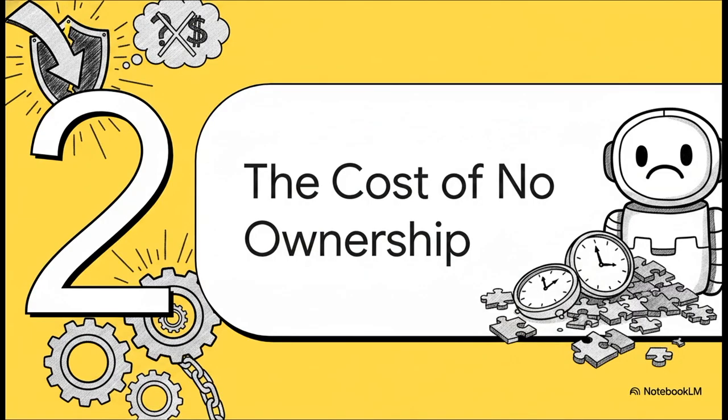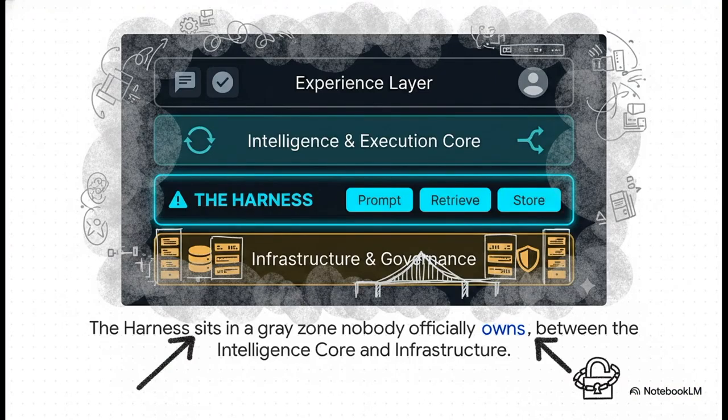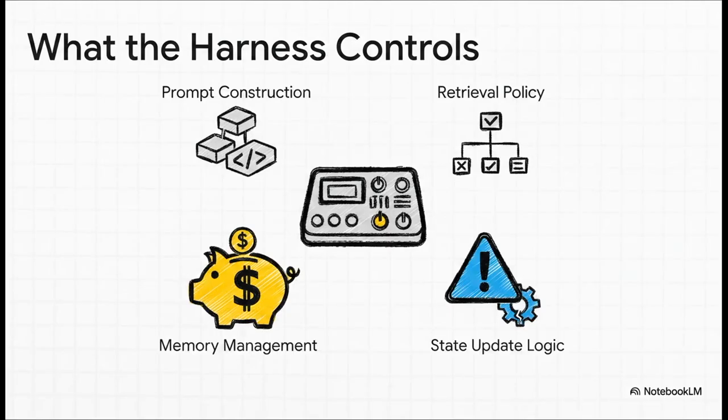So what's the real cost of having no ownership here? Let's break down the tangible impact on your bottom line. This visual really lays it all out. The harness, it's stuck in this gray zone, this no man's land. It's right between the ML engineers who are focused on the intelligence core and the platform engineers who are managing the infrastructure. It's this absolutely critical piece of the puzzle that nobody officially owns, and that's exactly where the problems start.